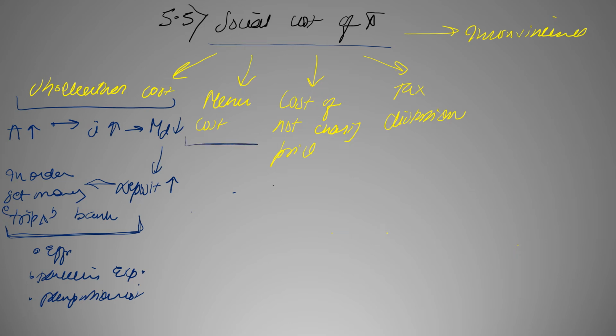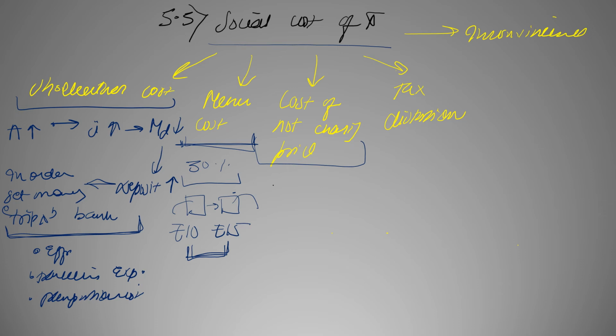Now menu cost. Assume that there's inflation in your country and it is so high that every 30 minutes or every day you're supposed to keep on changing your menu. For example, you had idli at 10 rupees today, and tomorrow, since the price is going to increase, it's going to be 15 rupees all of a sudden. Every day you'll have to print a new menu and get it laminated, and this is your menu cost.